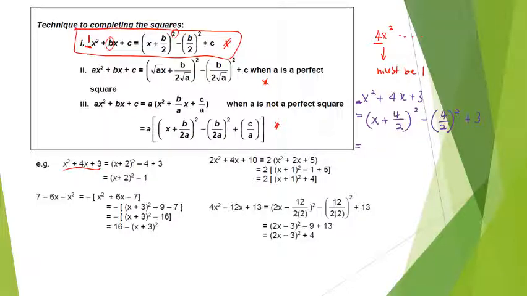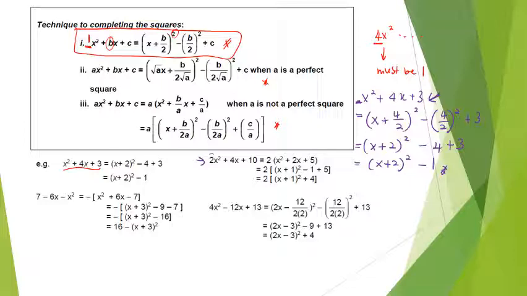So (x plus 2) square minus, ni apa? 4. 4 over 2, 2 square is 4, plus 3. Okay, simplify, we get (x plus 2) square minus 1. So this is the factorization for x square plus 4x plus 3. Okay, so next, yang next ni the second one, 2x square plus 4x plus 10.